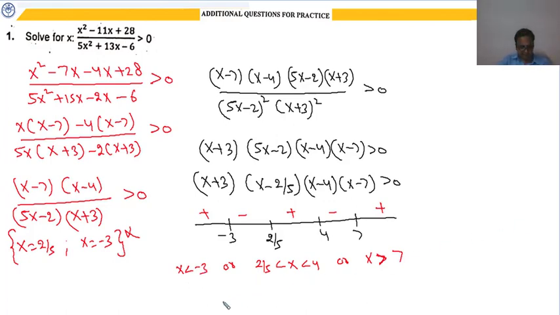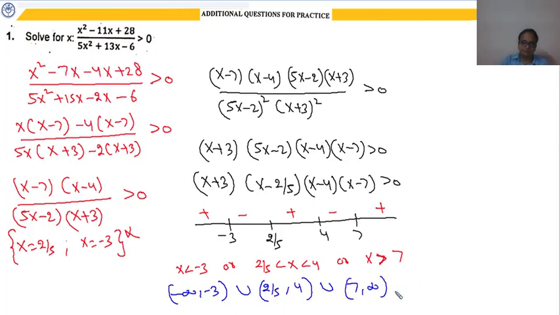So if we write in terms of brackets, we can write minus infinity to minus 3, open interval, both are excluded. Middle terms are taken, union 2 by 5 to 4, again open interval because it's not equal to here also. And we cannot take 2 by 5 and minus 3 as the values. Union, it's 7 to infinity, again in open interval. So this is the solution for this one. I hope this is clear.